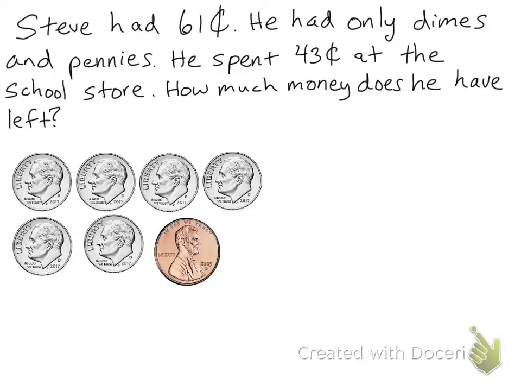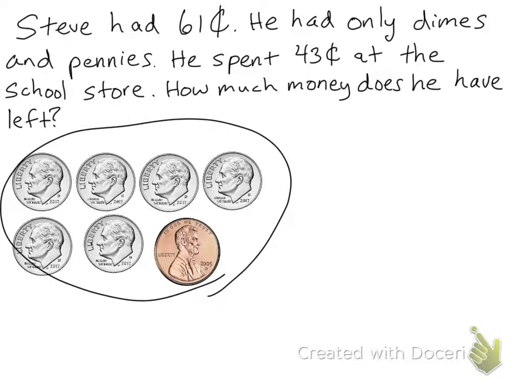Okay, let's try another problem. This says Steve had 61 cents. He had only dimes and pennies. He spent 43 cents at the school store. How much money does he have left? Well, this is a some-went-away story. So he starts with 61 cents, which I show here.